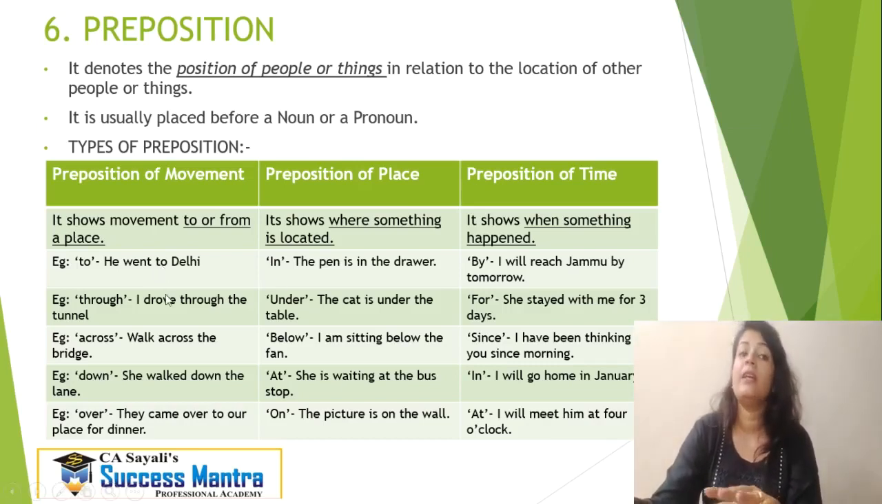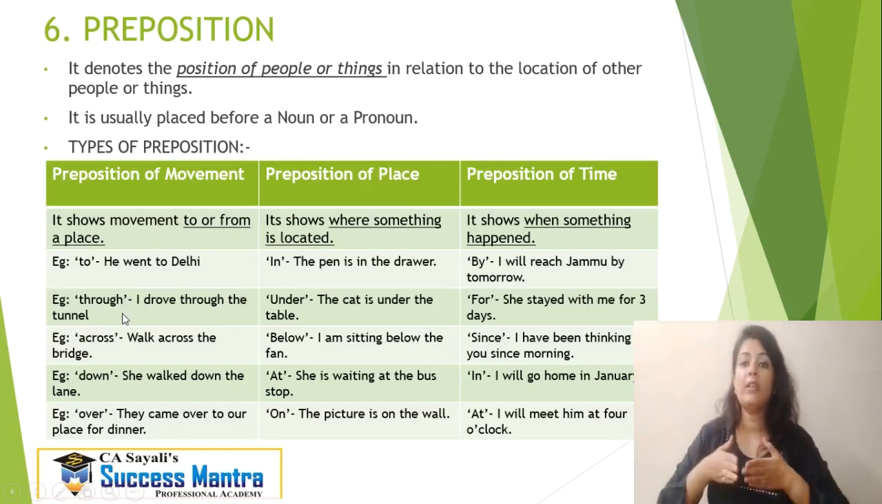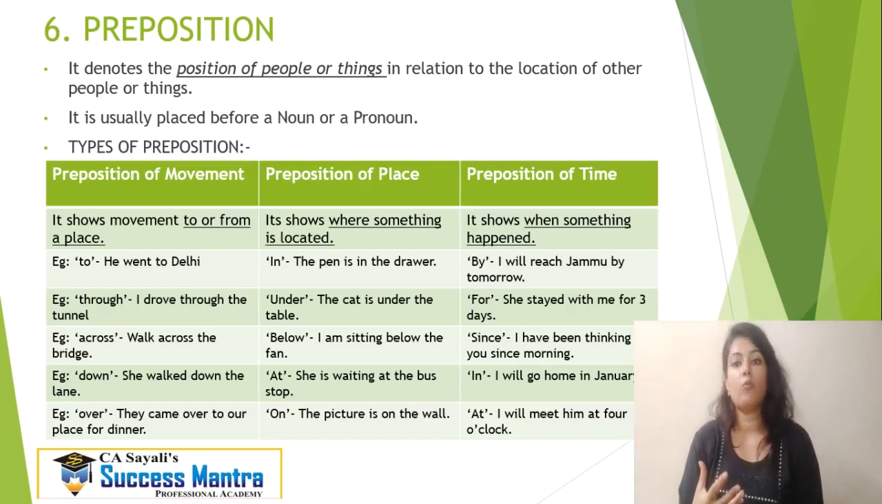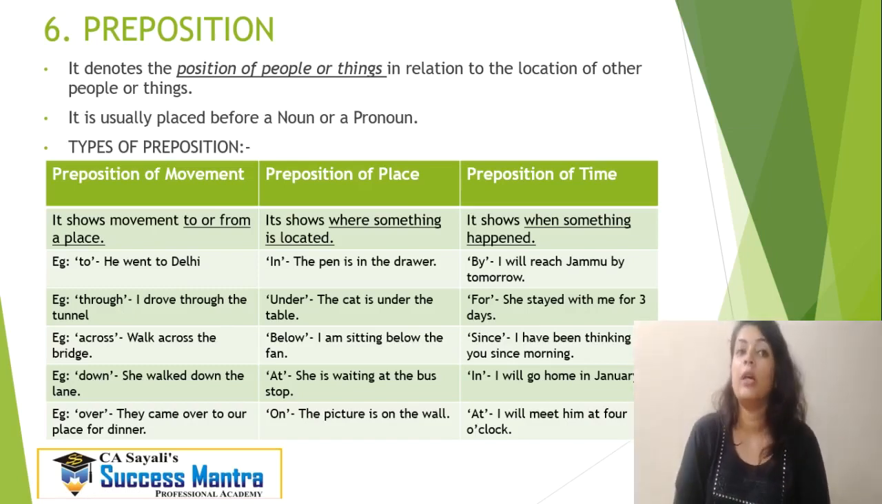The next one is through. I drove through a tunnel. Okay, I drove through a tunnel. So it is showing your movement through the tunnel, and through is nothing but a preposition of movement. Why? Because it shows your movement from one location to another.